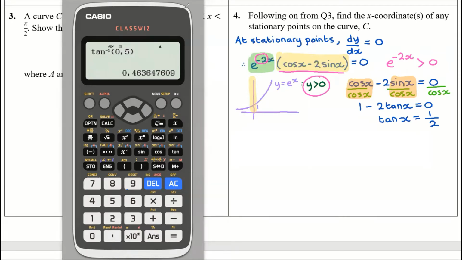We're not given a specified number of decimal places, so we'll use the standard way in exams of 3 significant figures. So therefore, x is going to equal 0.464 to 3 significant figures. Right, and we know that's the only solution because we're only interested in x values between 0 and pi over 2. So no need for a CAST diagram or anything like that. And that concludes the warm-up.